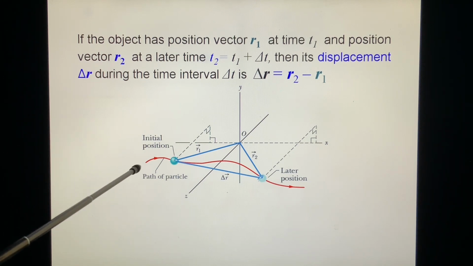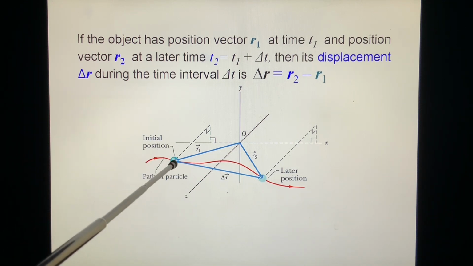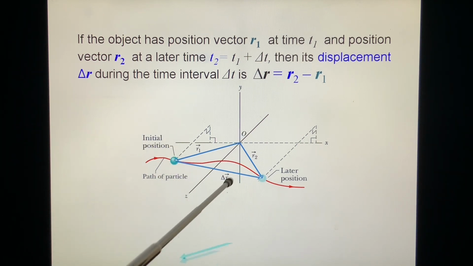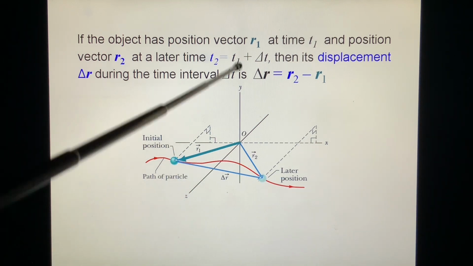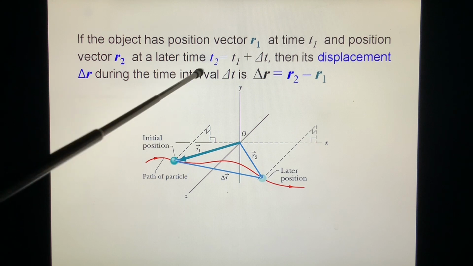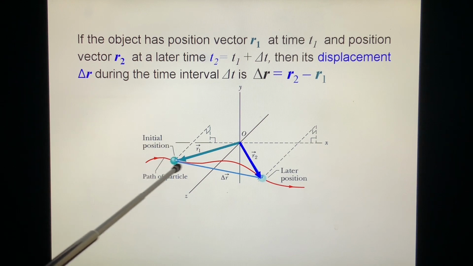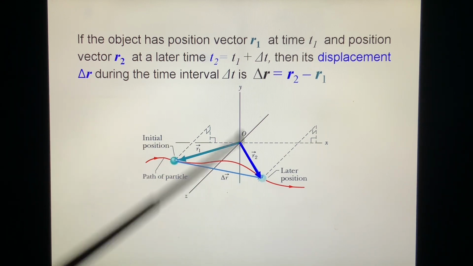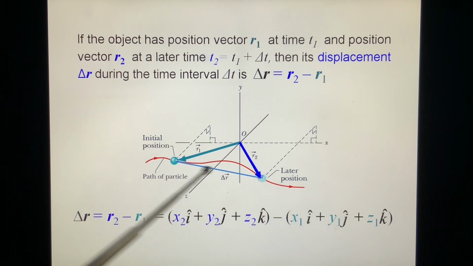Now look at this one in 2-dimensional, 3-dimensional. The red line is the path of the particle. At time t1 it is located at this point. This is r1. This is orange, x, y, z. And after delta t, t2 equals t1 plus delta t, it moves from here to here. And the displacement delta r is r2 minus r1. It is this one.